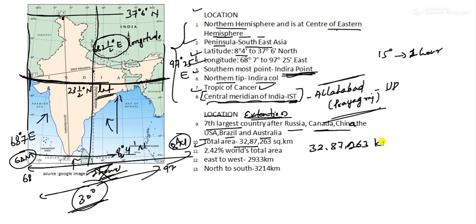32,87,263 square kilometers. It is just 2.47% of the whole world area. The distance from the east corner point to the west, east to west, is 2,933 kilometers, and north to south, from Kanyakumari to Kashmir, the total length would be 3,214 kilometers. This is the extension of India.